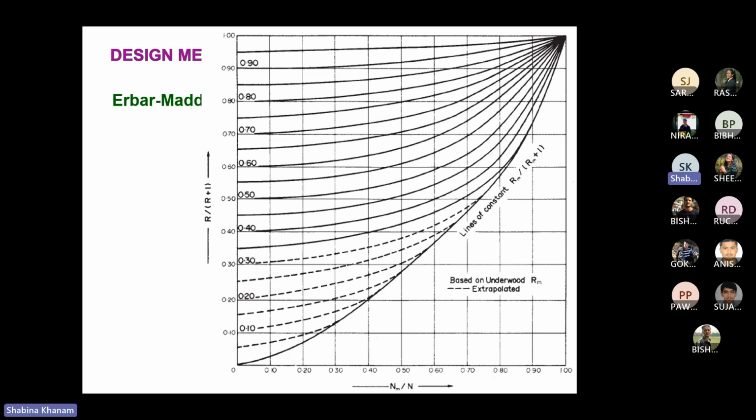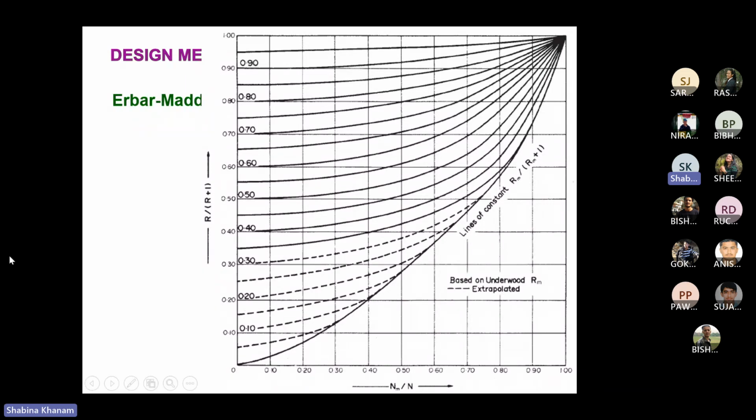Okay, minimum number of trays divided by N. N is the actual number of trays which you need to calculate, which you need to find, right? This R by R plus 1 is the reflux ratio of the problem, which is given in the problem, like in the last problem it is 3. Yes, this is the reflux ratio of the problem which is already given.